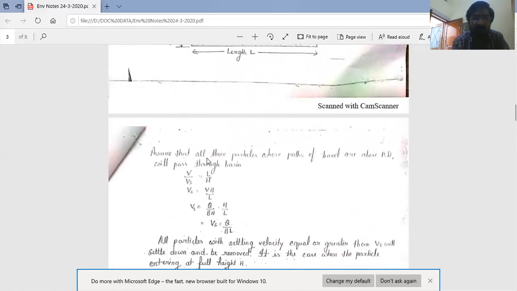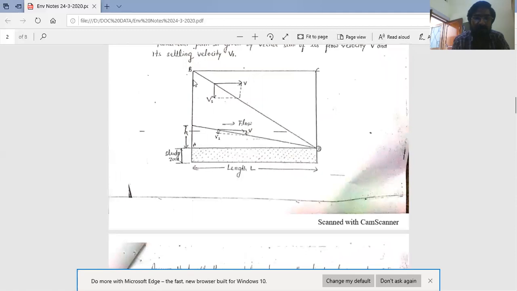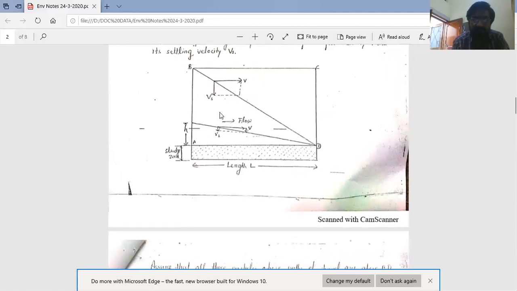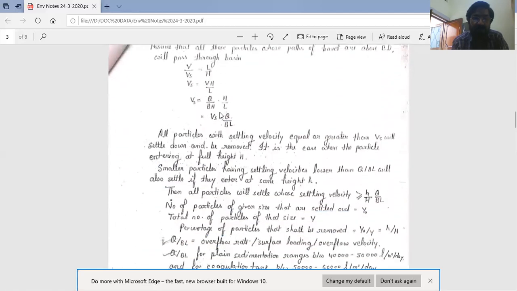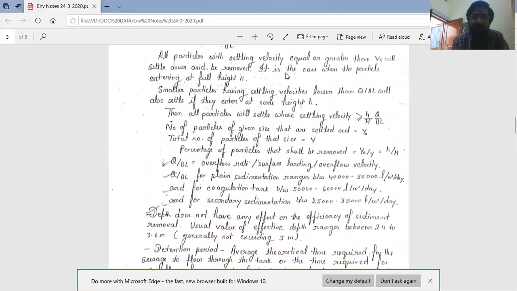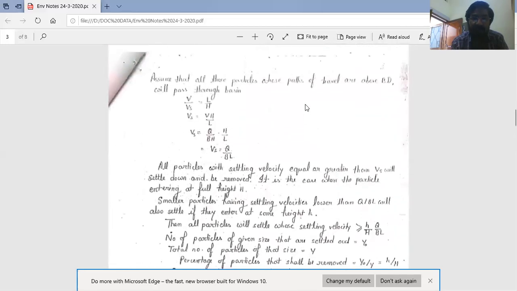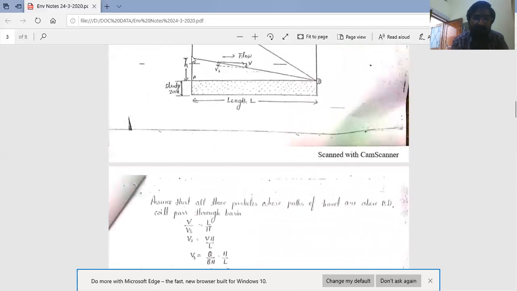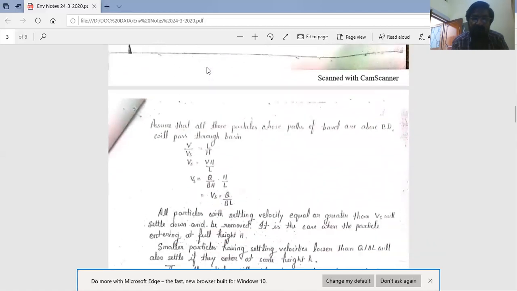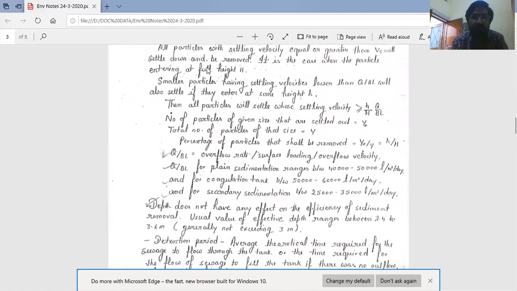Water enters from here. In such a case, entering at full height, particles with settling velocity equal to or greater than Vs settle down. Smaller particles having settling velocity lower than Q upon BL, or Vs, will also settle if they enter at some height h. If small particles enter at this small height h and velocity is less than Vs, they also settle down.